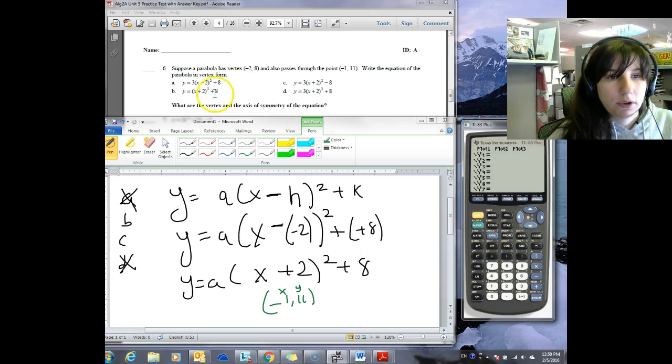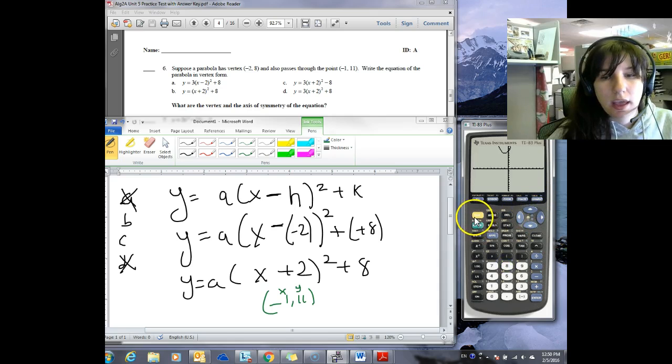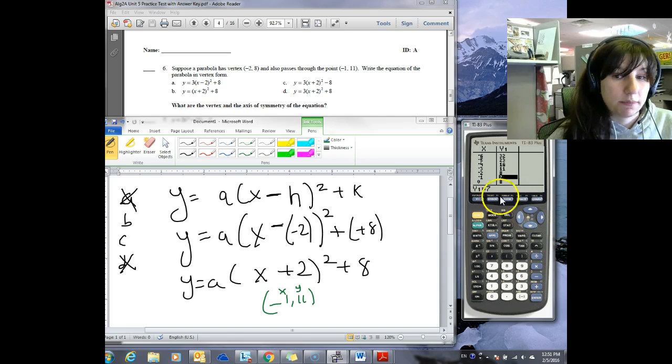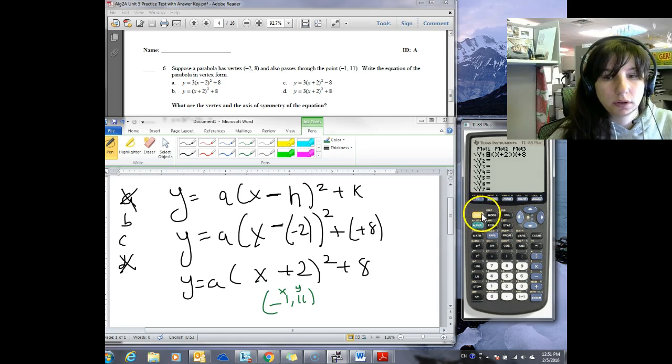So I'm going to go ahead and just try each one. X plus 2 squared plus 8. Let's go ahead and graph it. And let's take a look at the table. Here I see when x is -1, the y is 7. So that doesn't match. Let's try the next one.